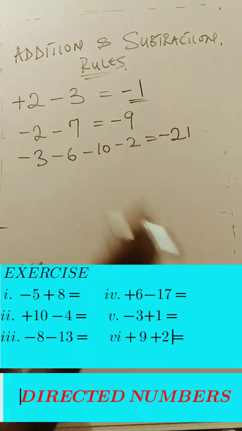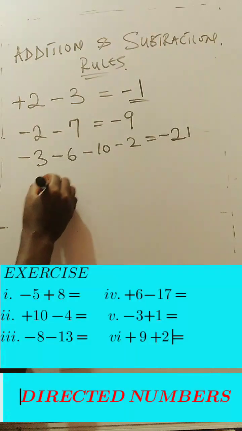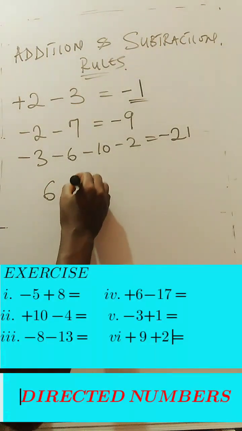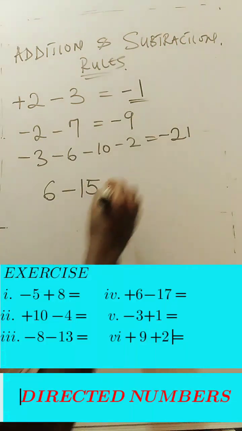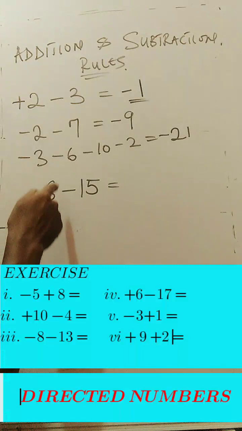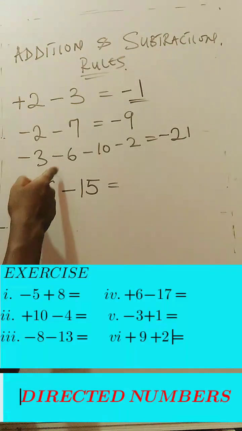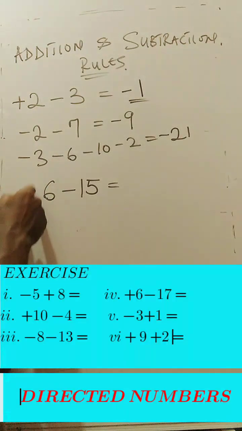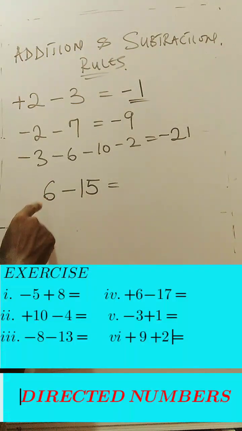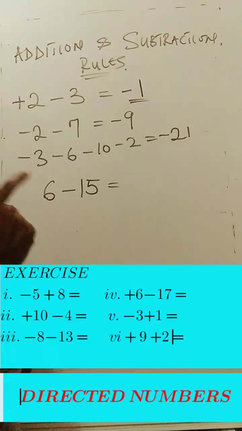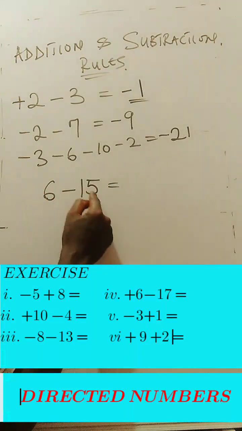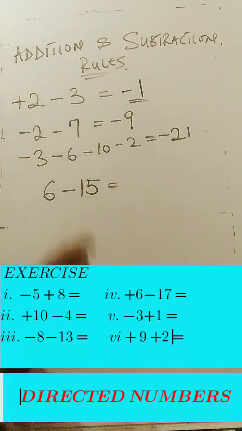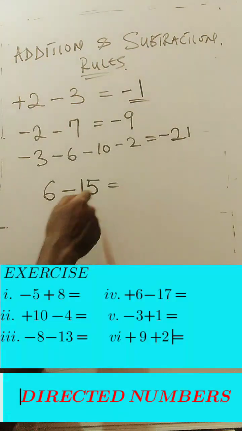So let me add one more. So let's assume you are given 6 minus 15. Look at this. Now remember, even though there is no sign here, in mathematics they normally do not put the first sign. If it is positive, it is always ignored. But you should notice that there is a plus sign here. So this is plus, number, minus, which is sign. And so now this is plus 6 minus 15.